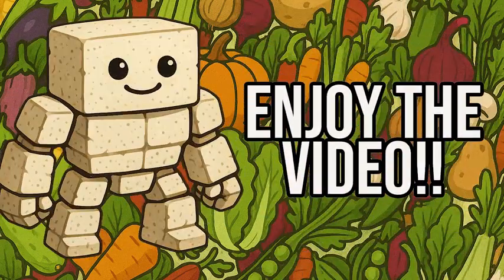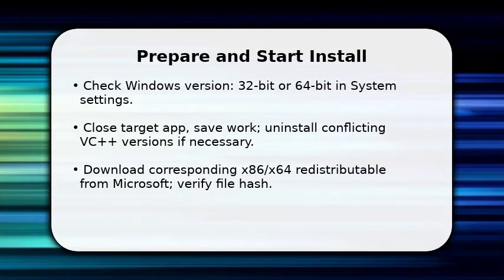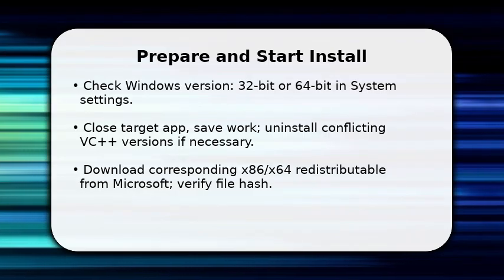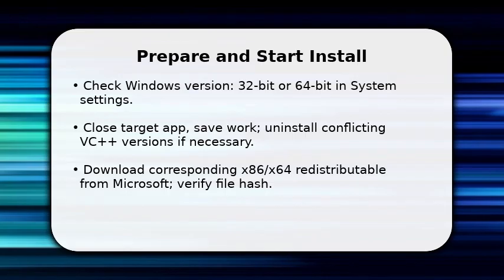Please enjoy the video. You begin by confirming prerequisites. Know whether Windows is 32-bit or 64-bit, and close the app that needs the redistributable. Once done, remove any partially installed or conflicting Visual C++ packages to avoid version clashes. Now download the matching redistributable installer for x86 or x64 from Microsoft and confirm the file integrity.